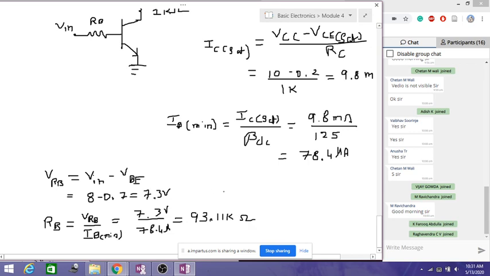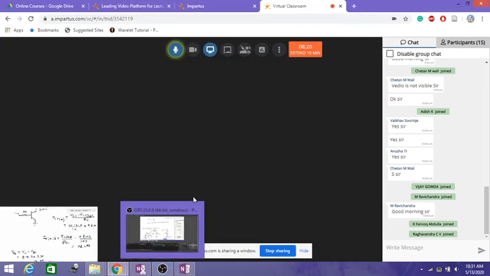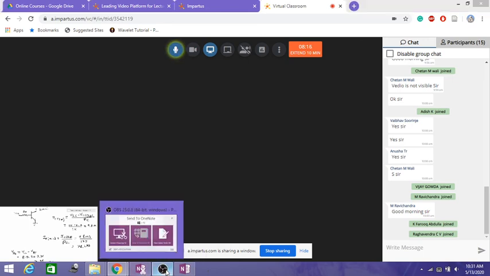So that's it for this example. We have found the value of RB, we have found the IB. That is what was asked to find. So we'll wind up for today, and two more applications of the transistor, glowing LEDs, we'll talk about in the next session. So thank you.